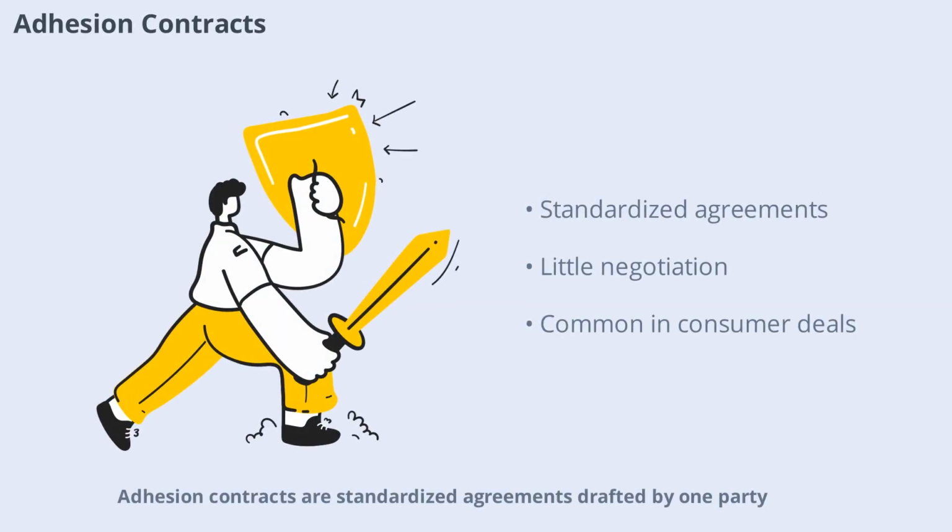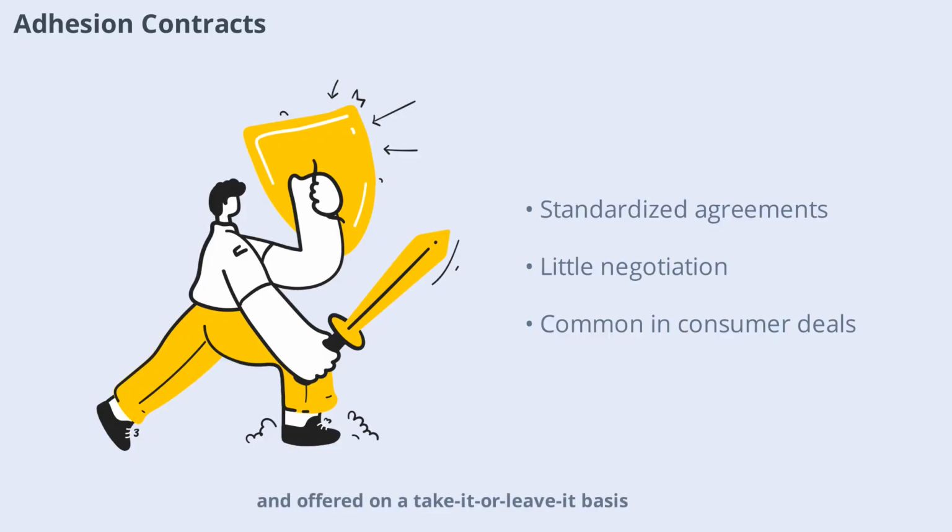Adhesion contracts are standardized agreements drafted by one party, usually with much stronger bargaining power, and offered on a take-it-or-leave-it basis. Think of software license agreements or insurance policies. The other party has little or no ability to negotiate the terms. These contracts are common in consumer transactions.